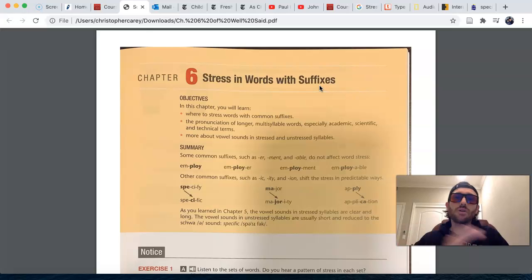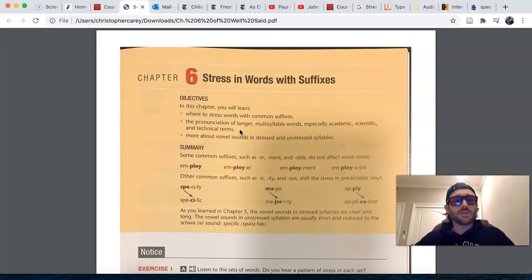We have the prefix coming at the beginning, the root or the stem of the word, and then the suffix, which is the last syllable or syllables in a word. So we're going to look at stress at the very end of words with particular suffixes. In this chapter, you will learn where to stress words with common suffixes that we see very often in English with various parts of speech.